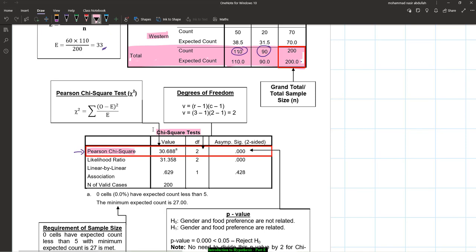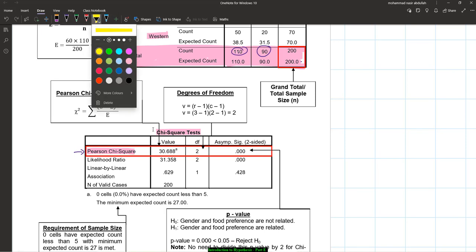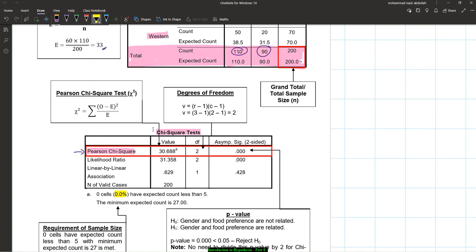In SPSS, they already give us the indicator. So there are 0% of expected counts less than 5, which means there are no expected counts less than 5, which is good, right? If the percentage here shows more than 20%, then we cannot use Pearson chi-squared. You should use other tests such as the Fisher exact test, likelihood ratio, and so on, right? So the minimum expected value is 27. SPSS already gives us the explanation of the minimum expected value from the cross tabulation table.